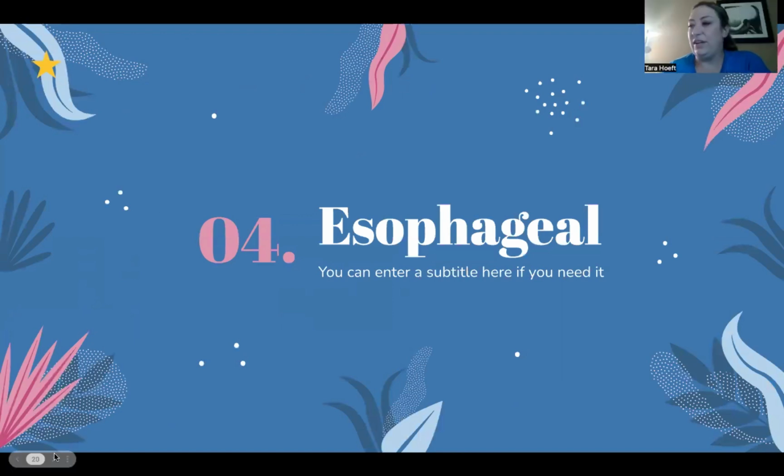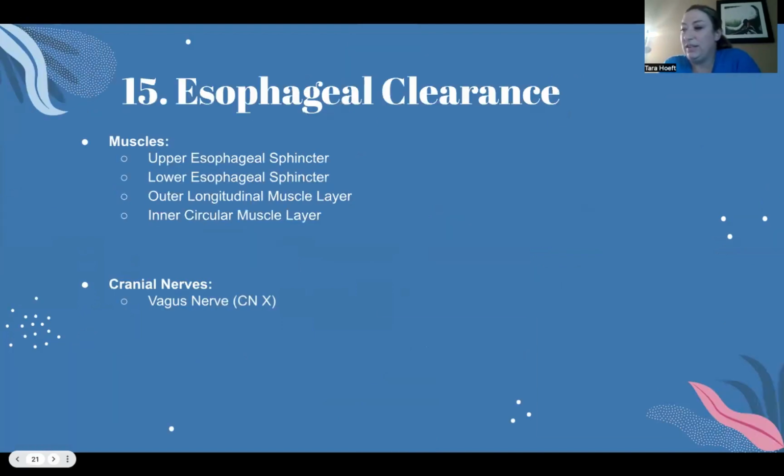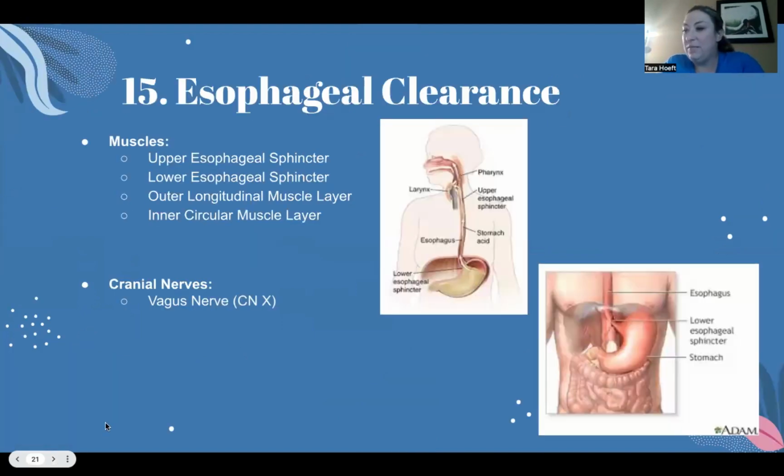The esophageal phase of swallowing, also known as esophageal clearance, is the final phase in the swallowing process. It involves the movement of food or liquid from the esophagus into the stomach. First is the initiation phase. Once the food or liquid bolus enters the esophagus from the throat, the upper esophageal sphincter closes behind it to prevent backflow. Second, the peristalsis stage is the primary mechanism for esophageal clearance.